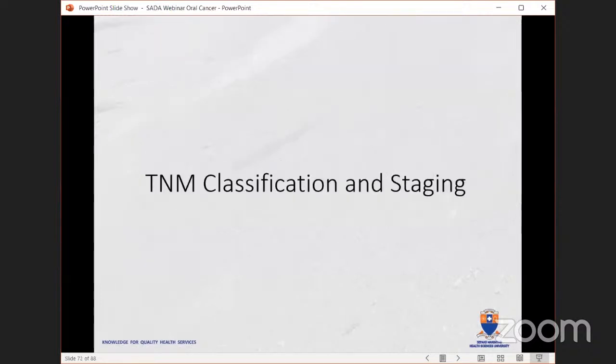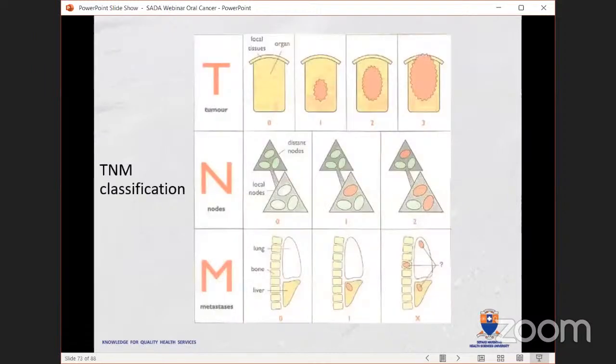The TNM classification is basically used when we do staging and classifying our oral squamous cell carcinoma. And staging and grading of this lesion are established prerequisites for management. They influence the risk stratification, and they are the first steps towards a personalized treatment for this patient.